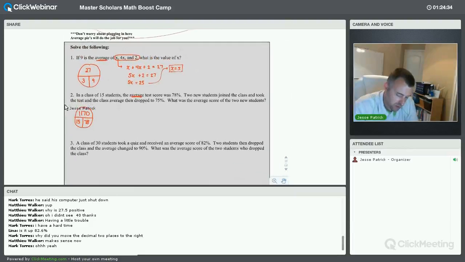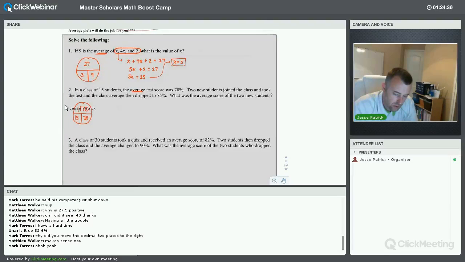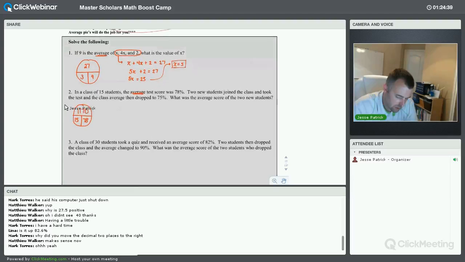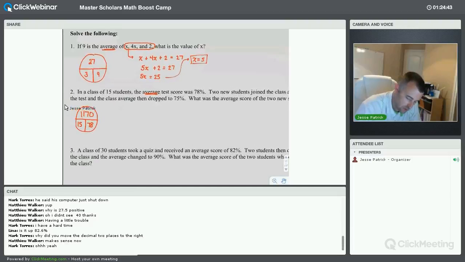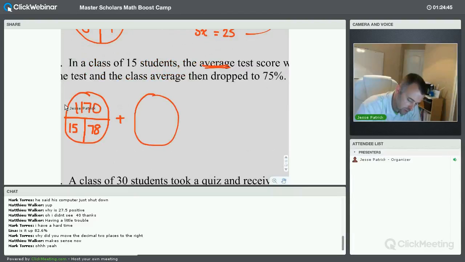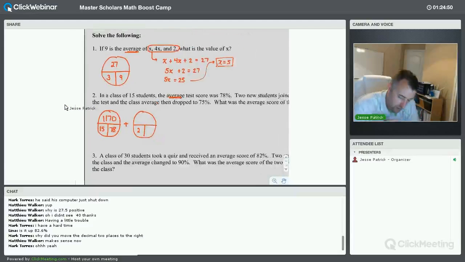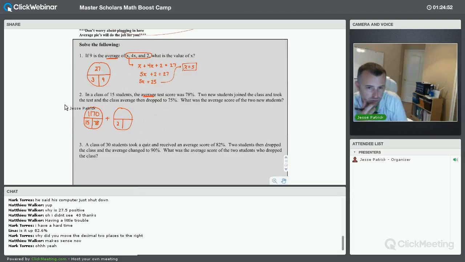Now, this is where it gets a little tricky, so follow me. 2 students joined the class and took the test. Okay, so here's what's happened. I'm adding 2 things. What you'll see at the end, they're going to say, what was the average score of those 2 new students? So I don't know what the average was. If I don't know the average, I don't know what that total was either. I only know that there's a 2 there. That's it. And I know that's being added to my 15 students.